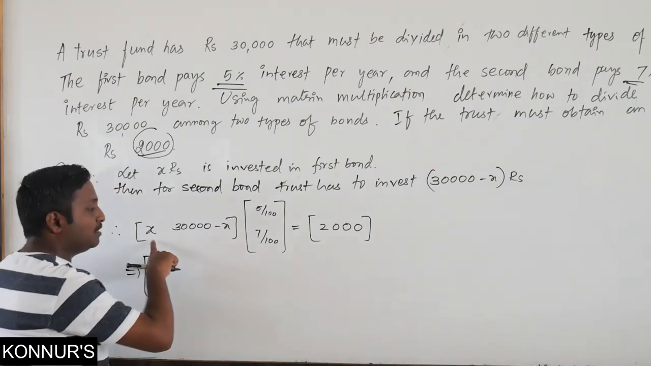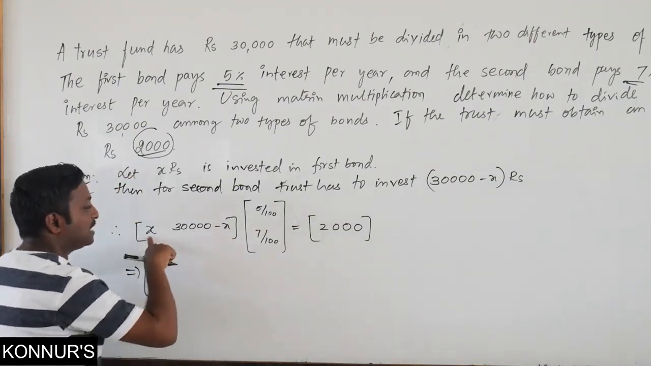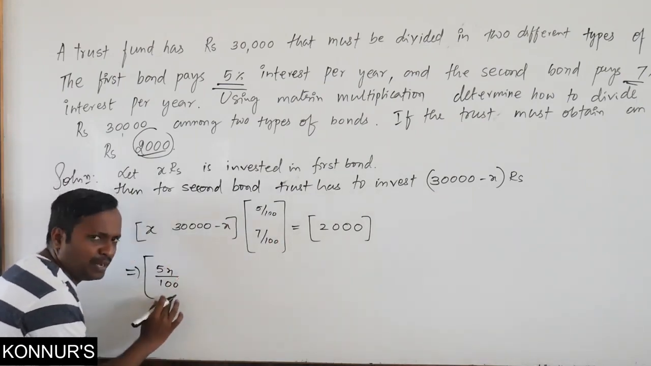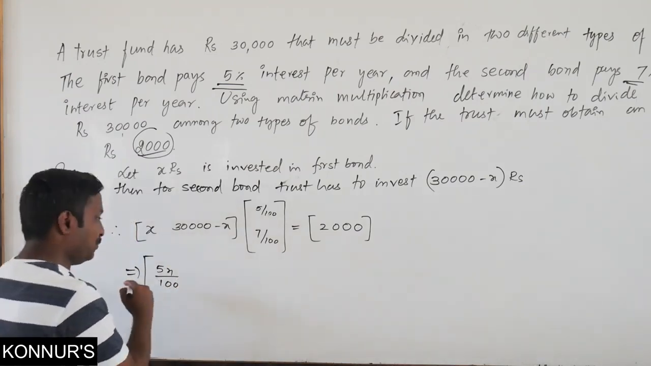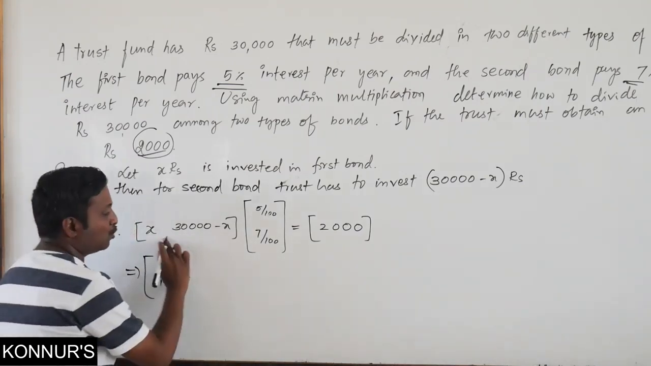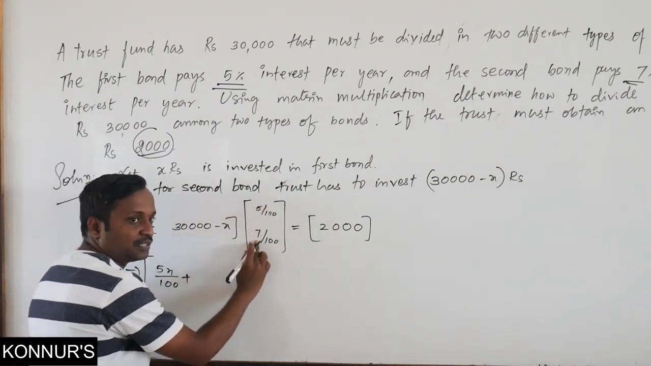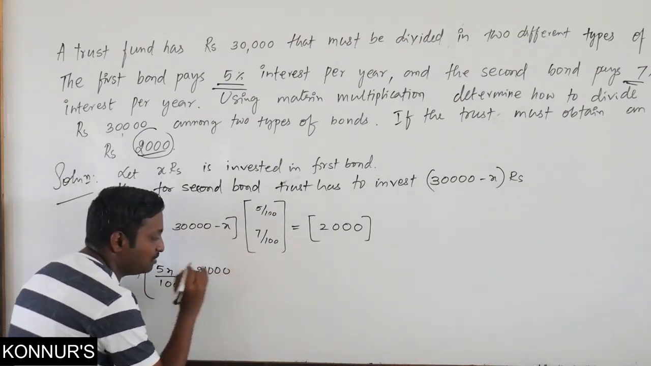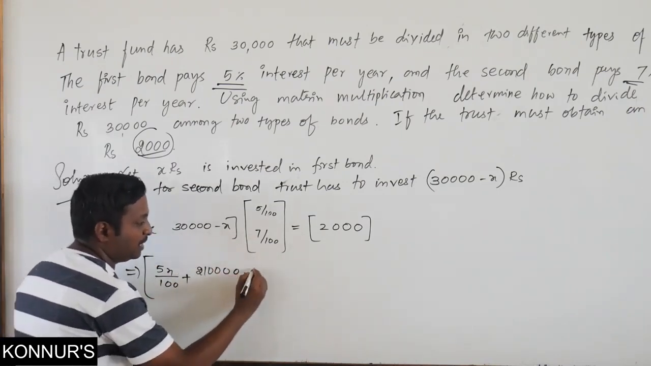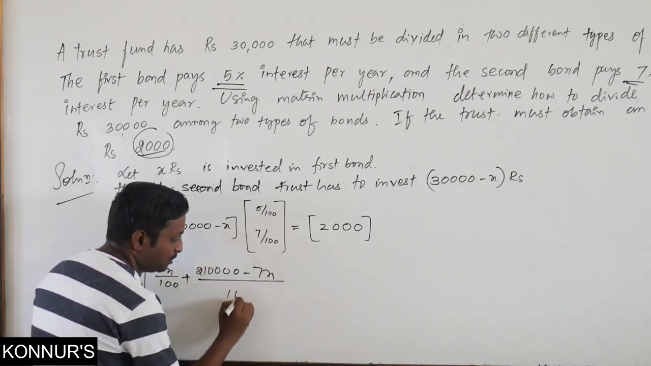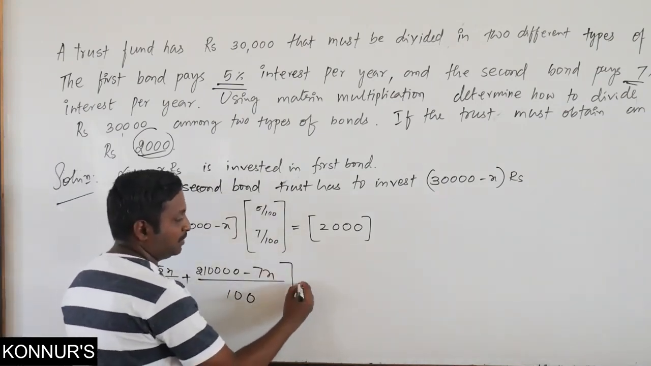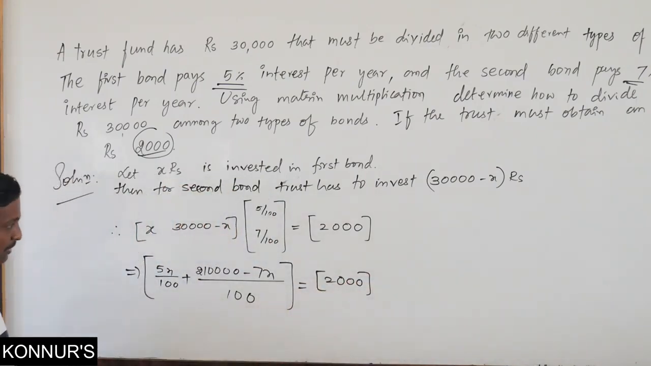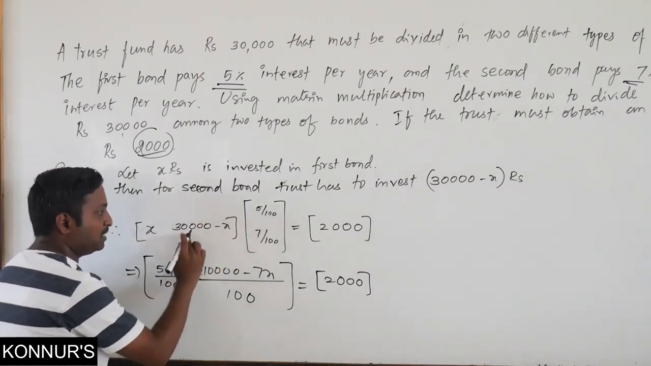Yes, we can write the matrix multiplication. First row, first column: x into 5 by 100 becomes 5x by 100. You can cancel 5 by 20 like this, but no problem if you don't. Plus row into column: 7 threes are 21, that is 2,10,000, minus 7x, divided by 100. This matrix multiplication is equal to 2000, this element multiplied plus this element multiplied.